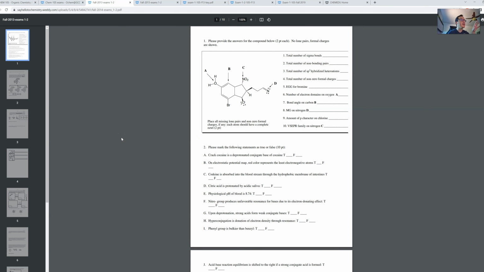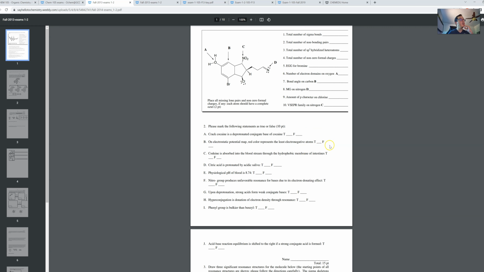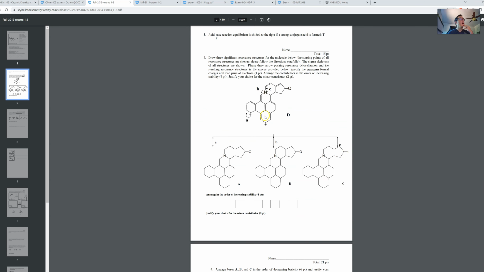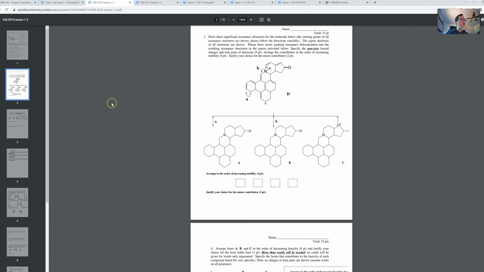So anyways, on this exam, question 1 is certainly a good one. This has the molecule with, identify all these bonding characteristics and number of lone pairs and that sort of good stuff. Number 2, no. That's more her random things about citric acid and saliva and cocaine. Not really relevant here. Number 3, absolutely, would be a very important one.